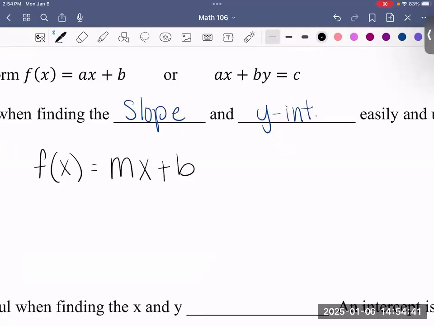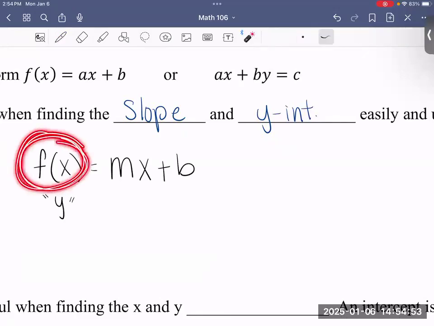Now, what is f of x signifying? Well, f of x is just acting as a different way to say y. So these two are interchangeable. This one is just a little bit better to write. This is what I'm going to typically write in. This just allows us to show what value is being replaced when we go to evaluate.